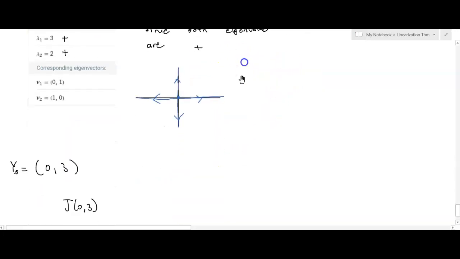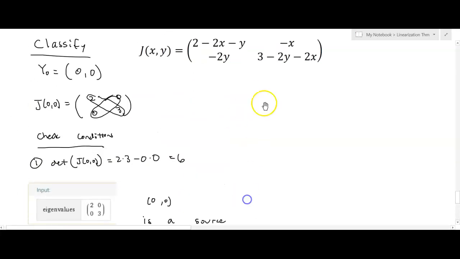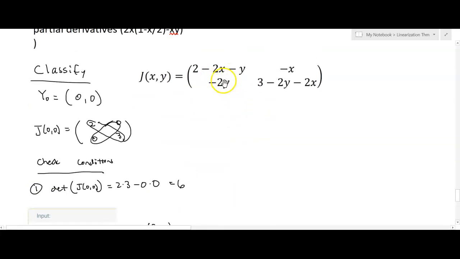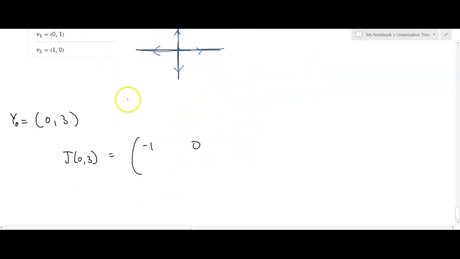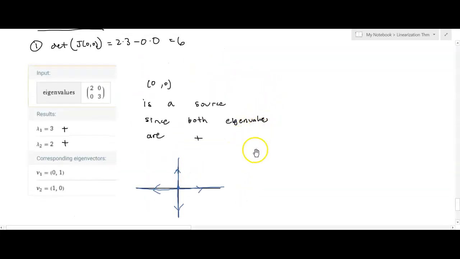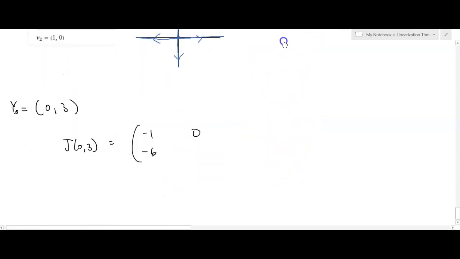0 equals negative 1, 0. And then let's look at the second row. When x is 0, y is 3, negative 6. So let's write that down. Negative 6. And then the last one here is going to be, let's see, 0, 3. So the x is 0, y is 3. This will be 3 minus 6, which is negative 3.